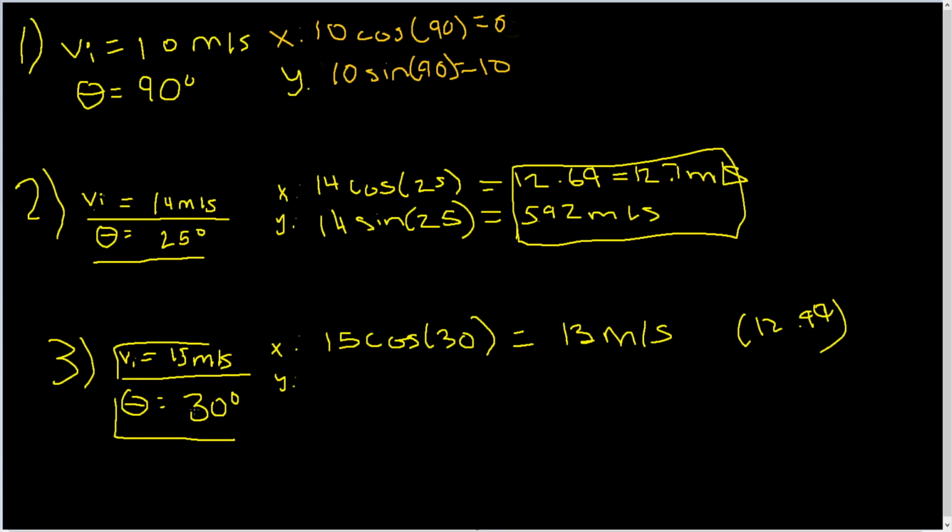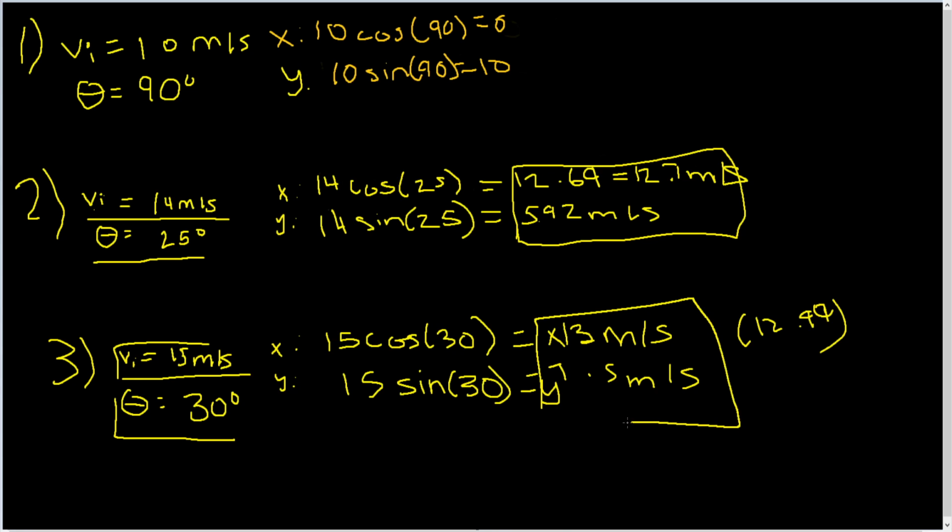And then theta 30, 15 again. So for the y, it's going to be 15 sine 30. And what you end up finding is that that is going to be 7.5 meters per second. It's just that, it doesn't round to that. That's what you get when you plug it in. And so you see for that problem that your x, or your horizontal, is going to be 13 meters per second, and your y 7.5 meters per second.